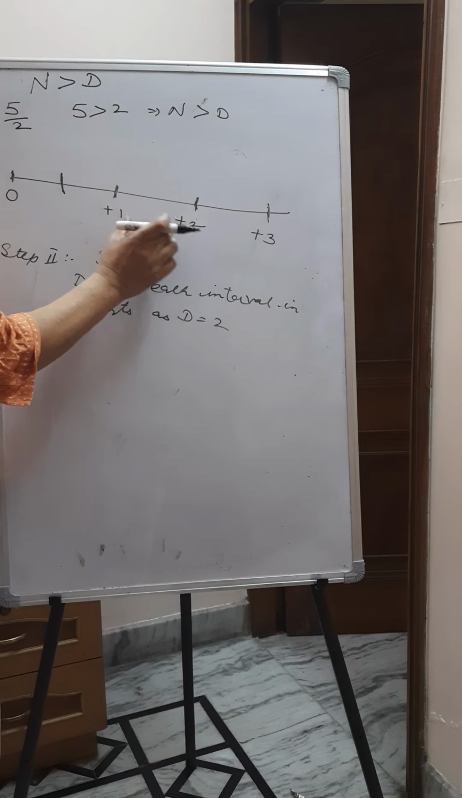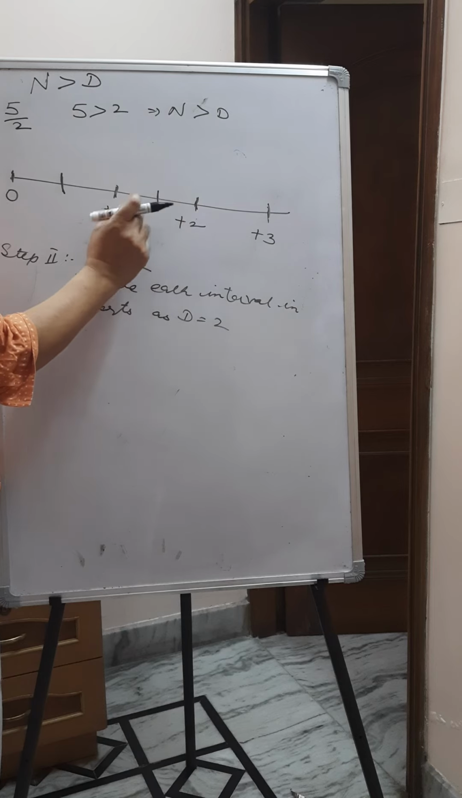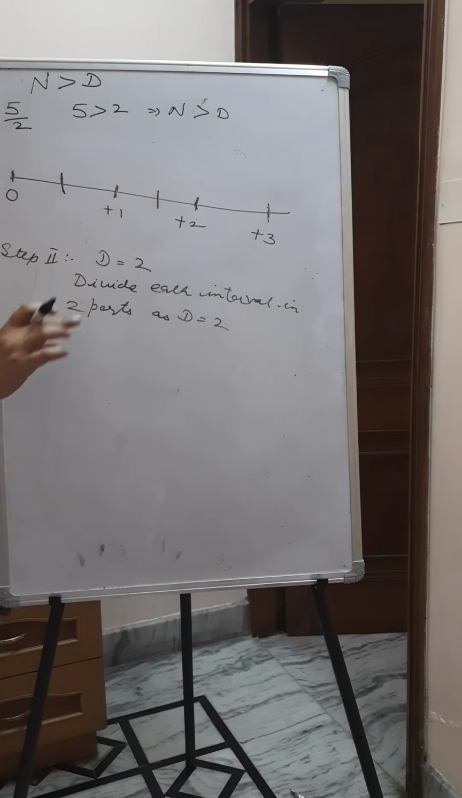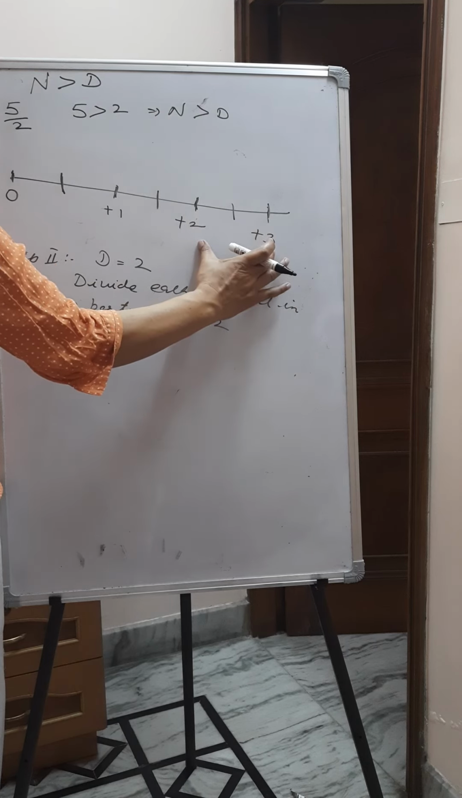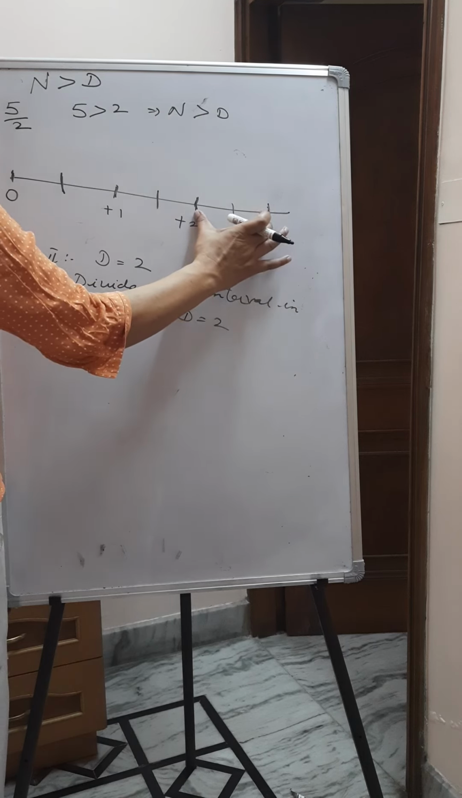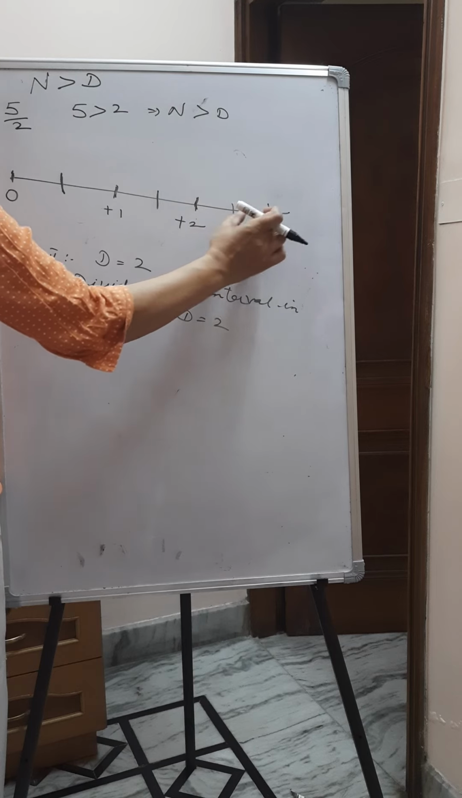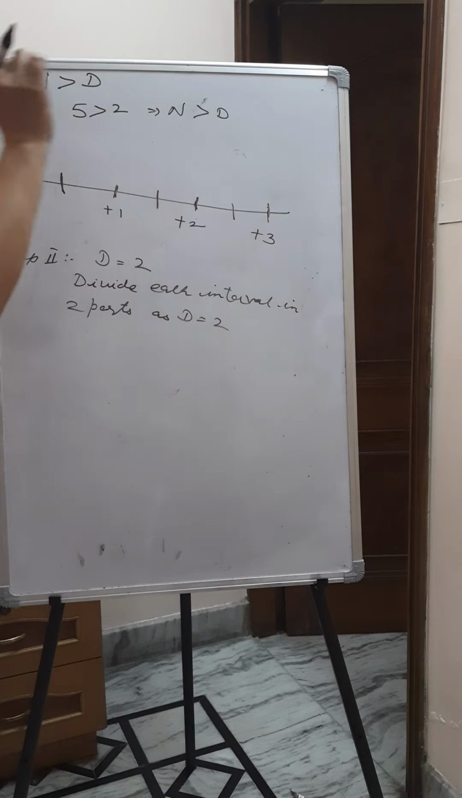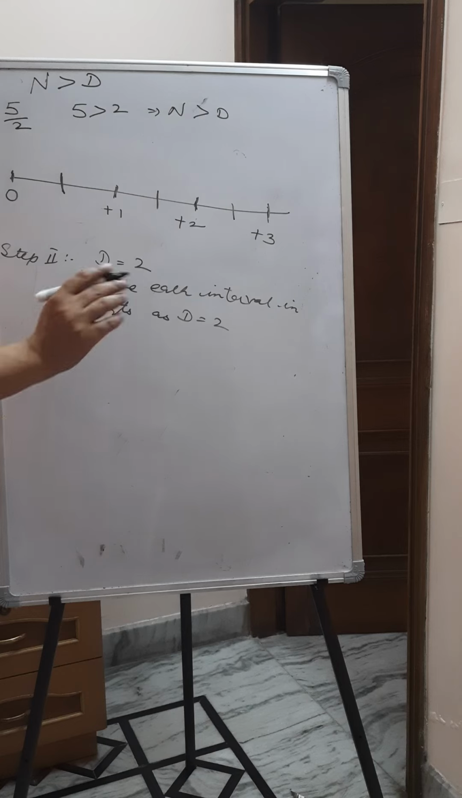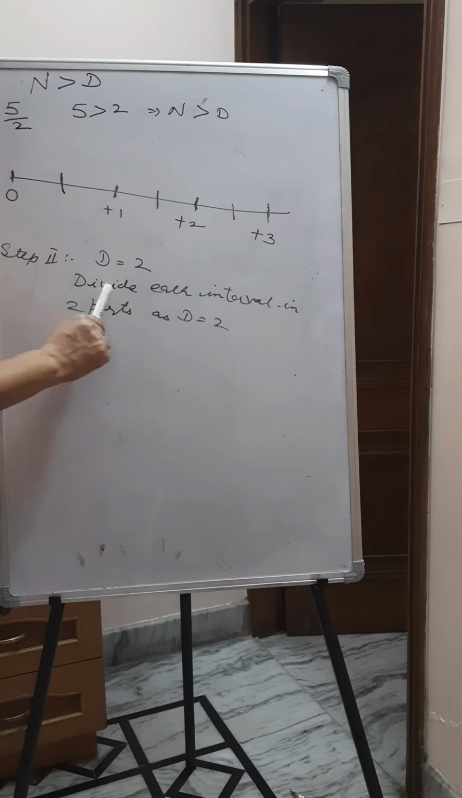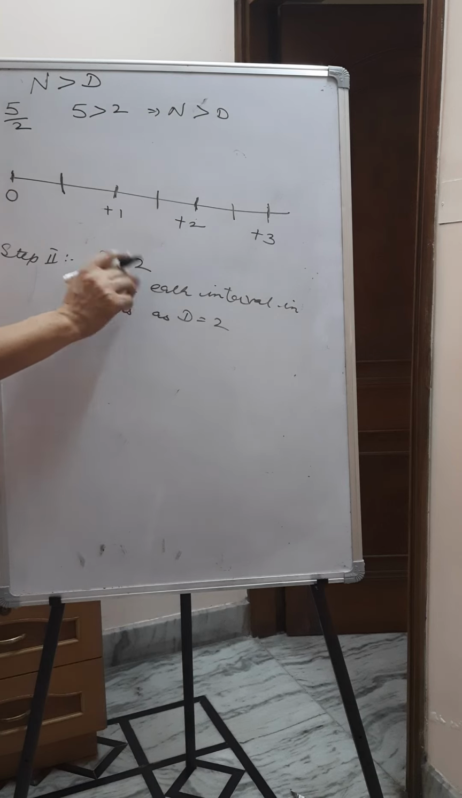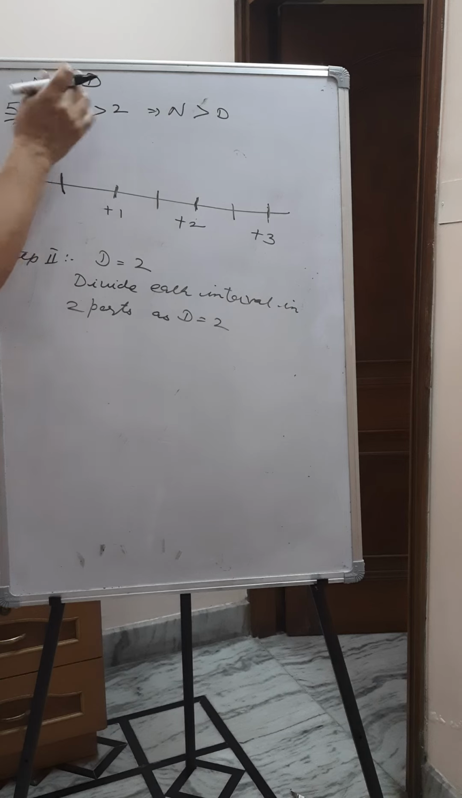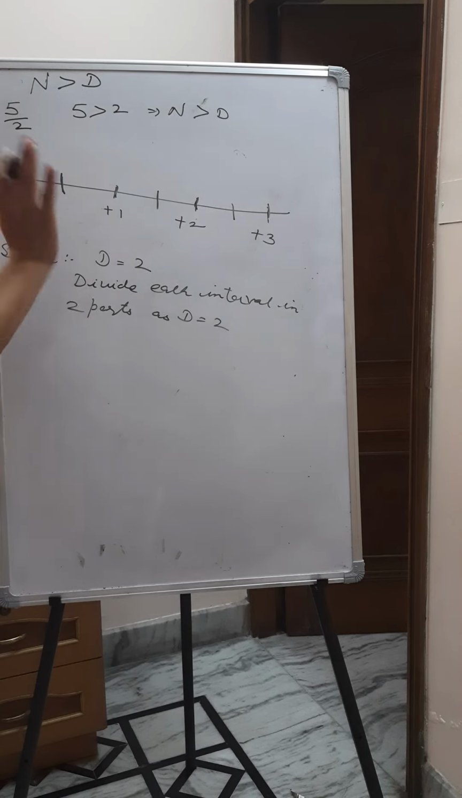Followed? Same way 1 and 2. Draw the line in between, it will be divided into 2 parts. Same 2 and 3, divided into 2 parts. This interval is divided into 2 parts, 1 part and 2 part, by marking a line. Followed? This is the second step. Divide each interval into 2 parts. Why 2? Because denominator is 2. Whatsoever is the denominator, you have to divide accordingly. Now the denominator is 2, that's why I am dividing into 2 parts.